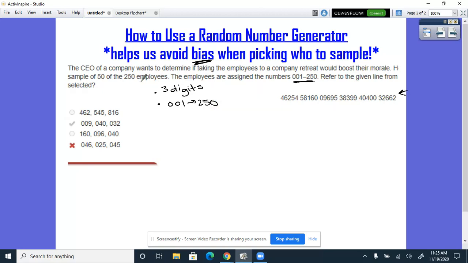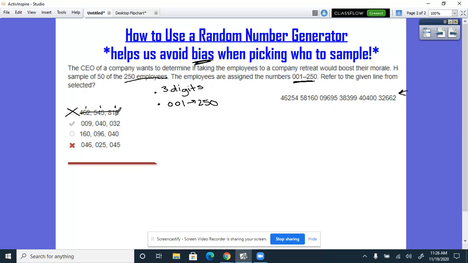That 250 came from the fact that there's only 250 employees in the company. So obviously, we can't pick any numbers greater than 250 because that person wouldn't exist. They wouldn't even be a part of the company. Right now, I see some answer choices here, and I'm going to start eliminating some just to make it easier for myself. I'm going to totally eliminate this first answer because all of these numbers, 462, 545, 816, are beyond our 250 employee maximum. So I know that I'm not going to use this one. That's nice.